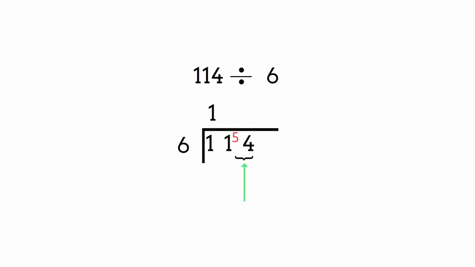So now we have 54 left. How many times does 6 go into 54? 9 times. There are no remainders, so that means that's our final answer, 19. 114 divided by 6 equals 19.